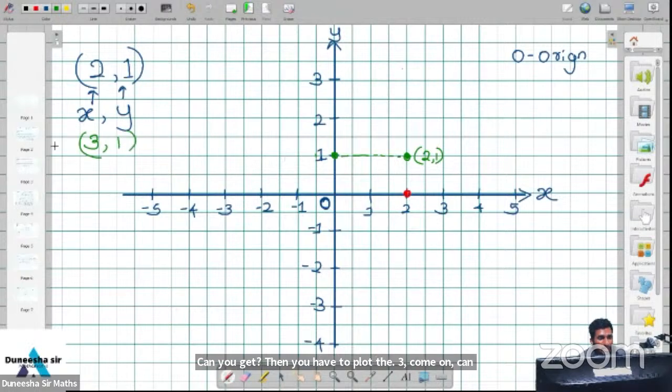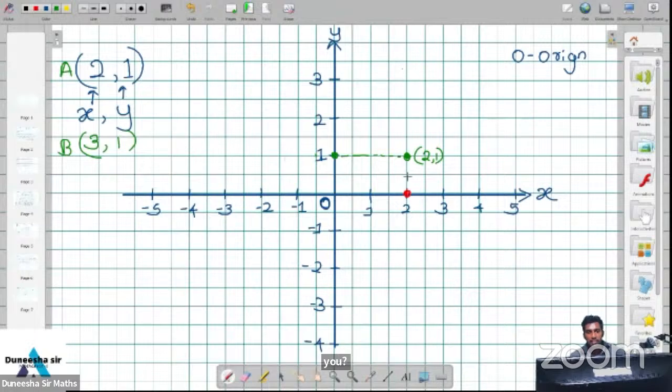Then you have to plot the (3,1). It's used as a B point. Point B. කොතනද 3,1 තියෙන්නේ? Where is 3,1? මෙන්න මේ point එක නේද 3,1. It's B. Can you get it? Can you plot the (4,1) as a C? Can you do it? 4,1.